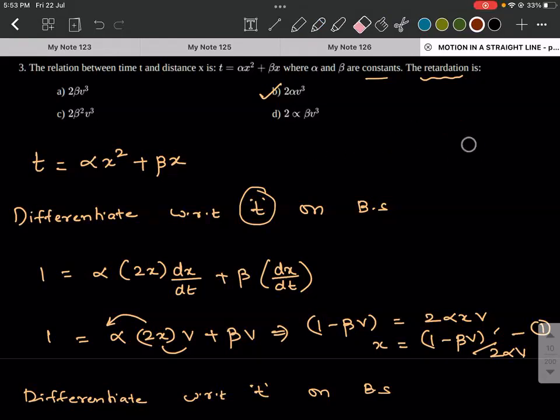Had I done the differentiation with respect to x on both the sides, suppose you wanted to approach the same problem in a different way. You wanted to differentiate on both the sides with respect to x. Then on the left side, dt by dx would be equal to alpha into, now you will not apply chain rule because you're differentiating with respect to x only. Then it would have been 2x plus beta.